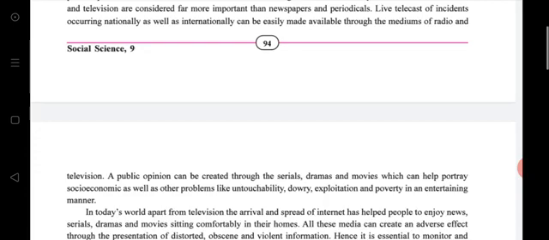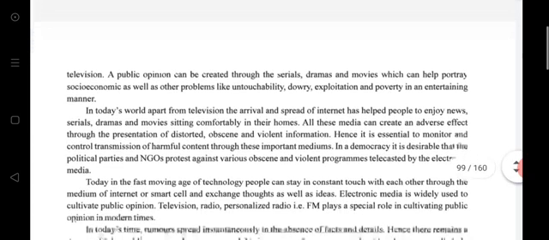Please underline this point. Other shows like Southern India, then CID, etc. are shows seen on television that portray social, economic as well as other problems, right? Then in today's world, apart from television, the arrival and spread of the internet has helped people to enjoy news, serials, dramas and movies sitting comfortably in their homes.